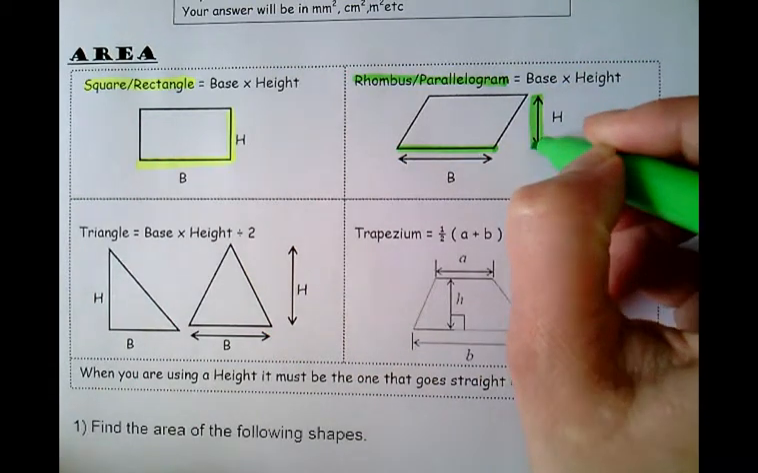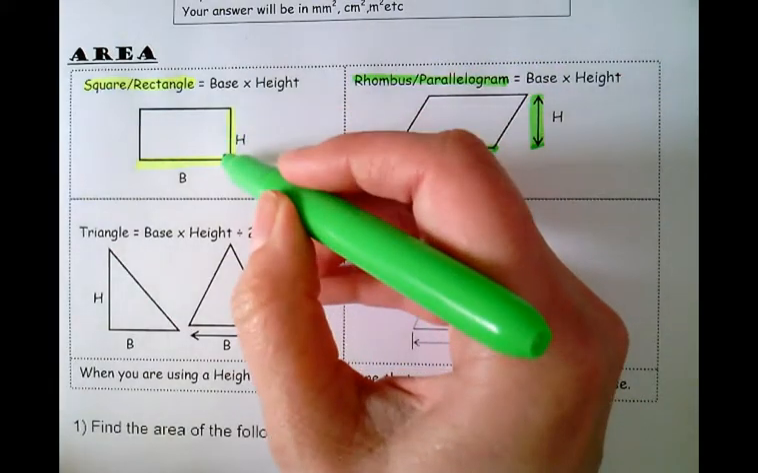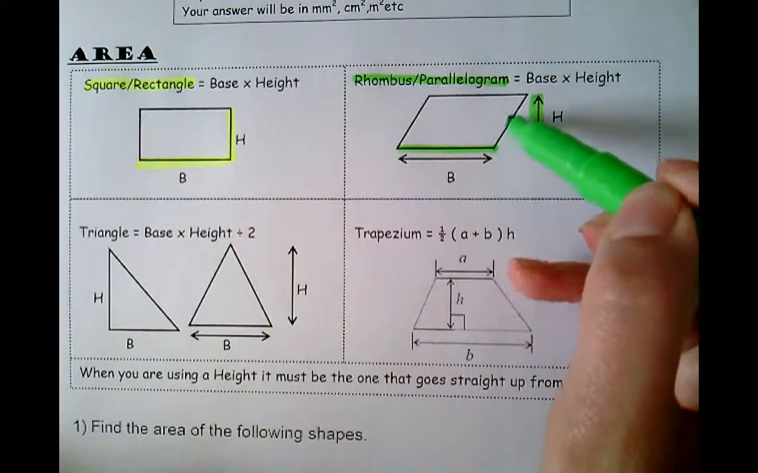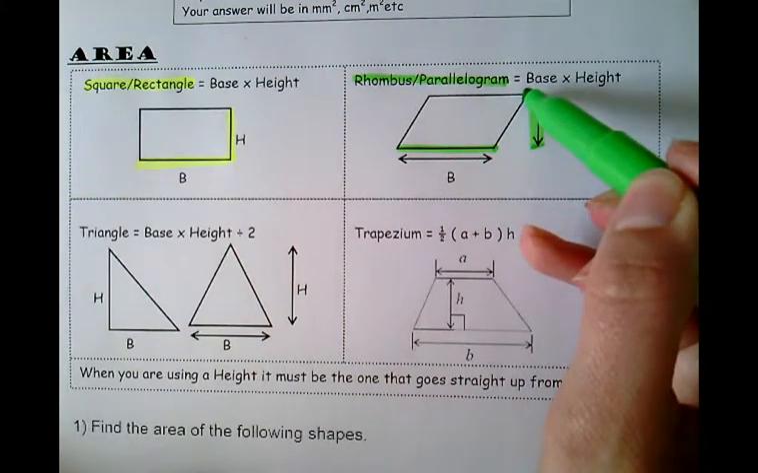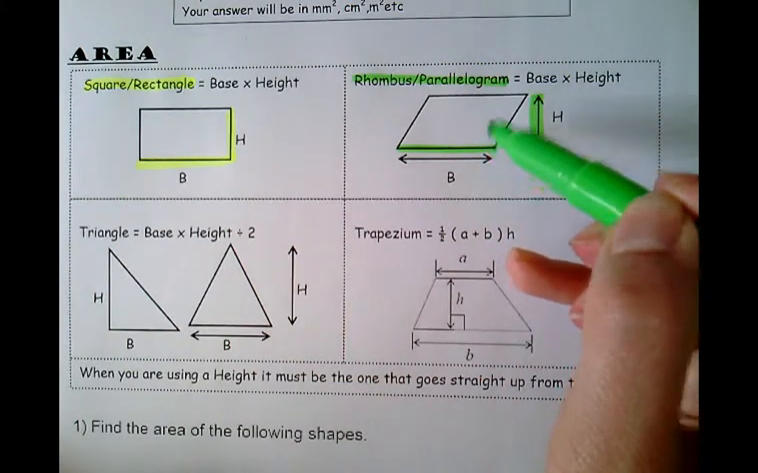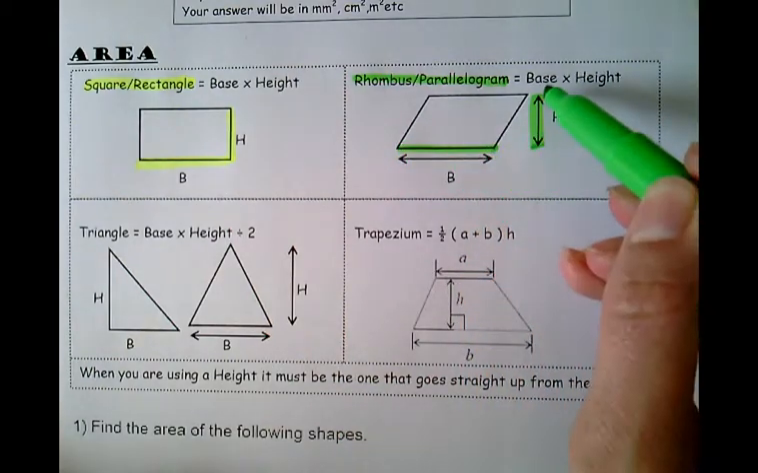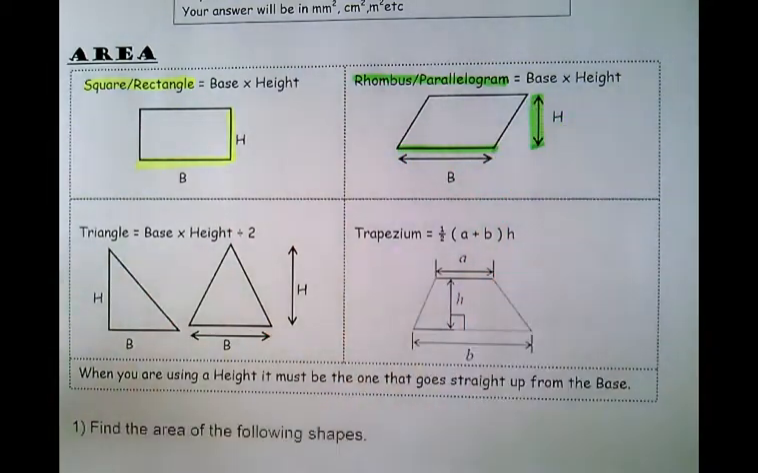The only difference is here, the distance going up, it has to be the straight up height, the same as what it is here. And a lot of the time in the exam they'll have labelled this slanty one just to see if you're silly enough to use it really. So you never ever use the slanty sides here whenever you're finding the area. It's just the base times the perpendicular height going up.